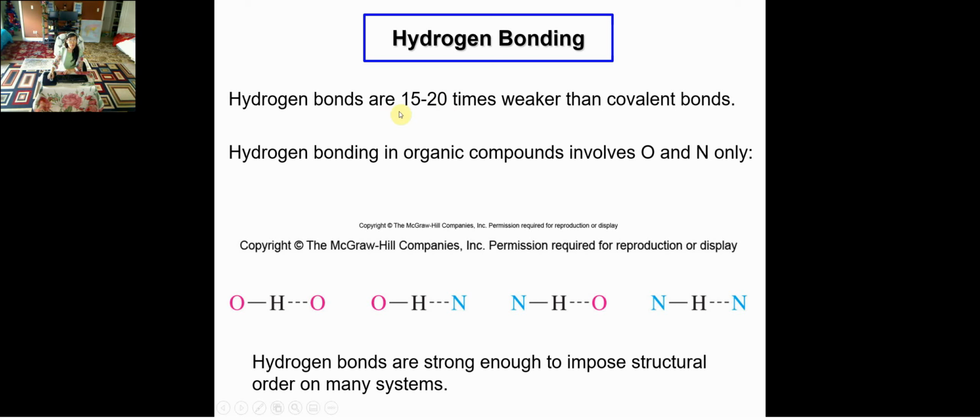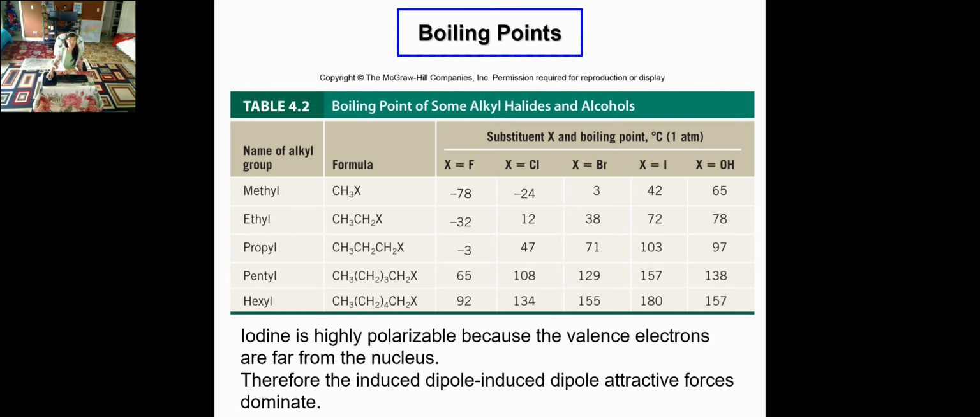Your hydrogen bond, I believe, is much weaker than the covalent bond. It's 1/15 to 1/20 of your covalent bond. Hydrogen bonding in organic compounds must involve hydrogen and also must involve one of these three: oxygen, nitrogen, possibly fluoro as well. So fluoro, nitrogen, oxygen, these three are different items. They must also be present.